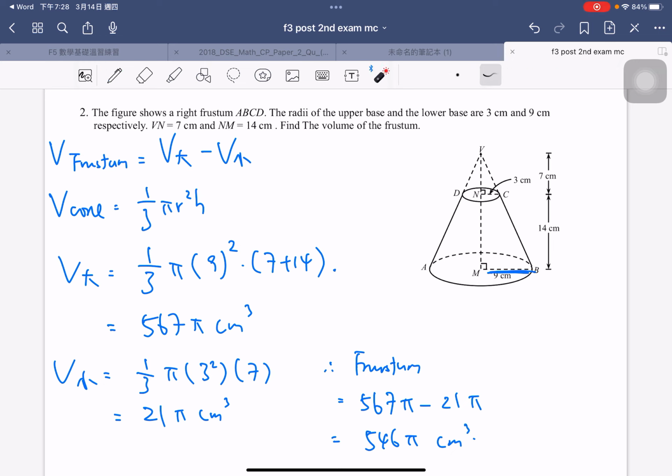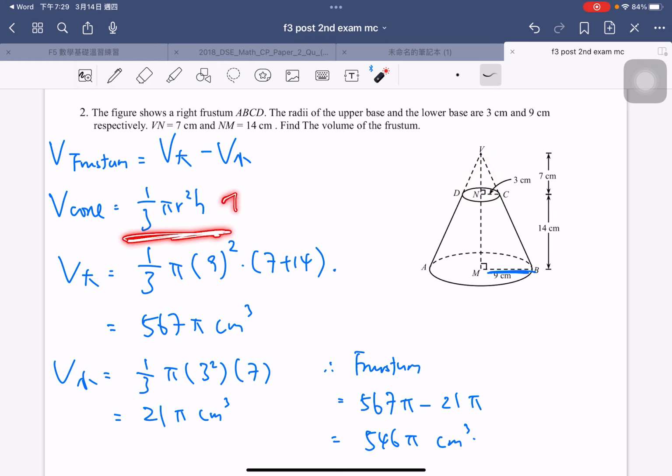Okay, so remember, first of all, you write down what is the volume of the frustum. As they're asking about the volume of the frustum, you need to recall from your brain what the frustum formula is. In this case, it's V equals the larger cone minus the smaller cone. And now you need the formula to calculate the cone, isn't it? The formula for the cone is 1/3 pi r squared h.